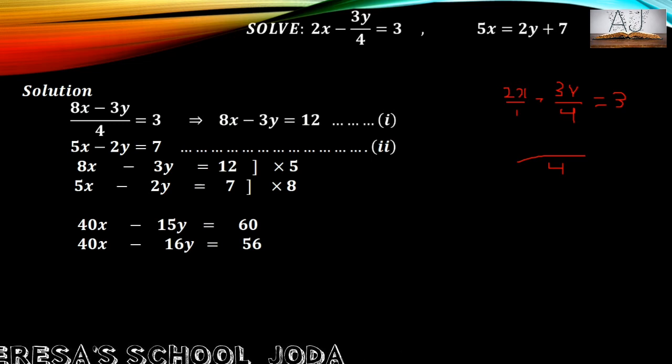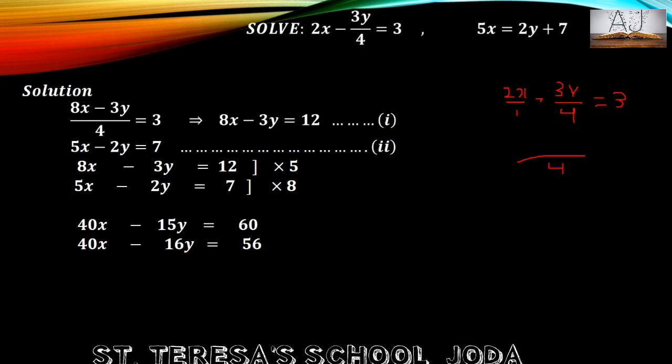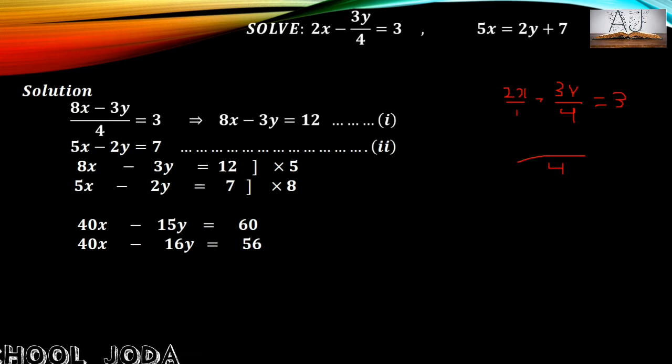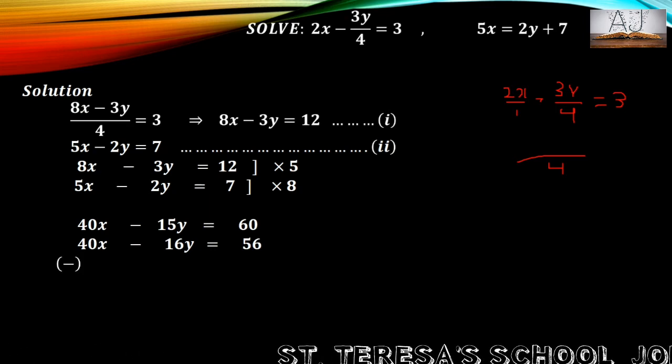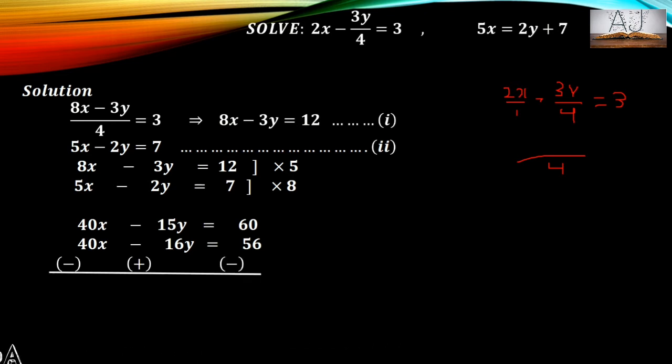Now we have to subtract it. We have to change the sign of the lower one, because 40x and 40x are of the same sign, no? So we have to subtract. If the signs are different, we have to add; we don't have to change the sign, simply cancel. But here, both are having 40x. So we have to change the sign. Plus becomes minus, minus becomes plus, plus becomes minus.